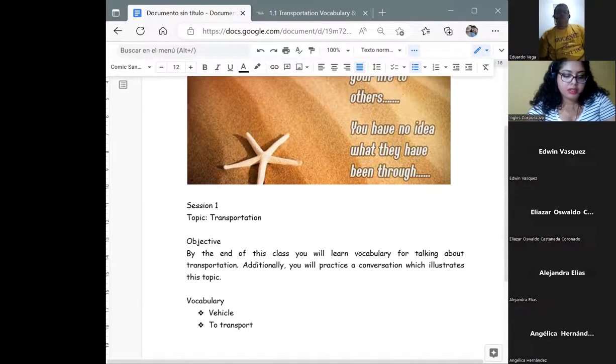Then we have means of transportation. In this case, it is related to any vehicle that you can travel in or on or use to carry goods in. Means of transportation son todos los medios en los que nos podemos transportar, ya sea nosotros o cosas, ¿verdad? Then we have public transport.